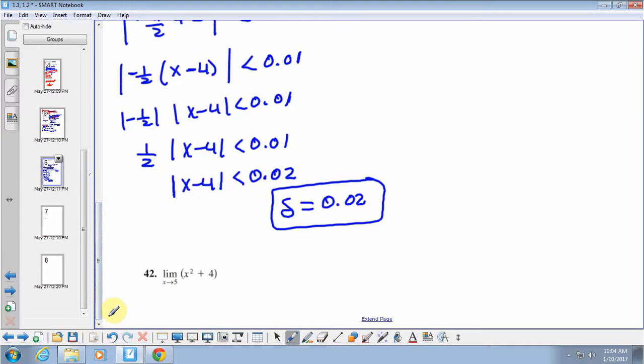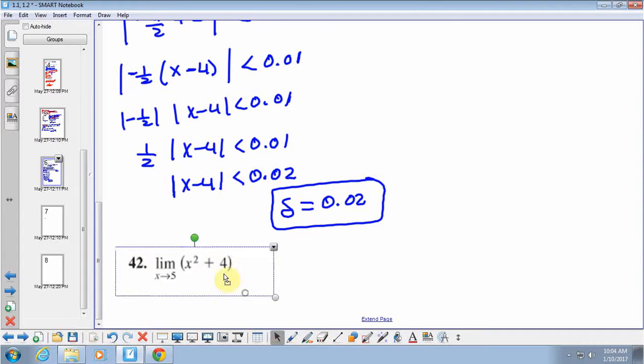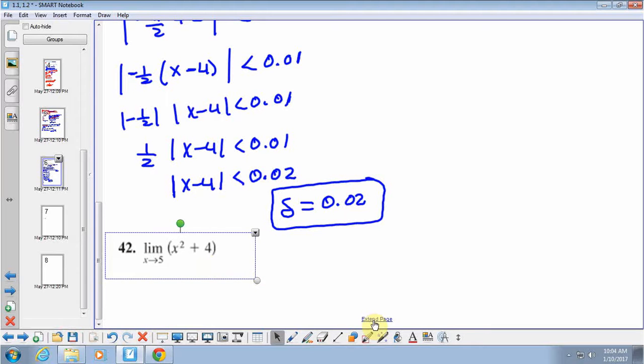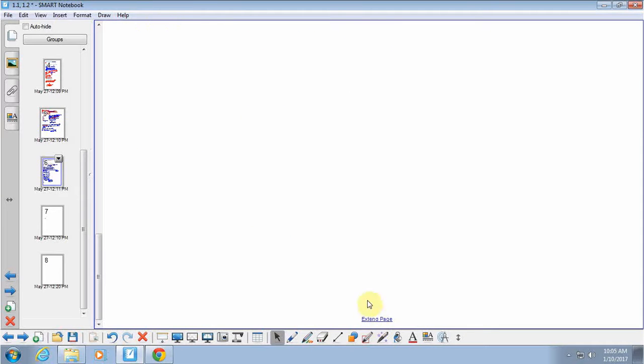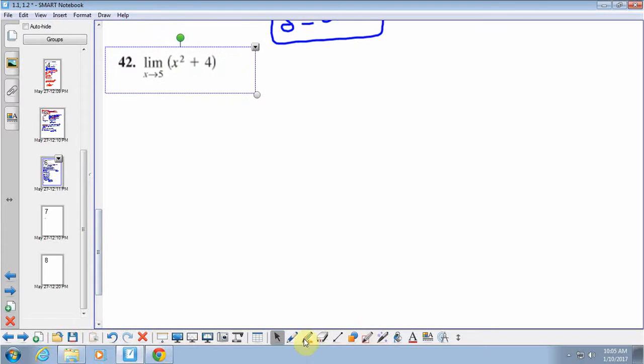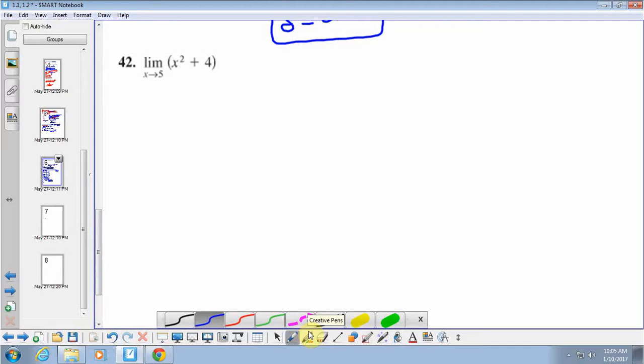All right. Here we go. We're going to have a little issue with this one, but that's okay, because we're going to handle the issue. We're looking at the limit as x approaches 5 of x squared plus 4.